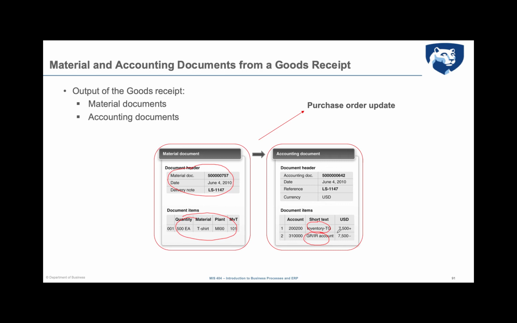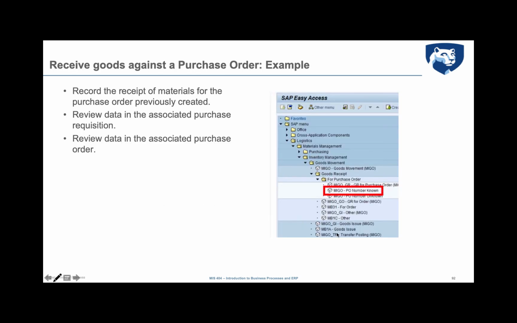Let's get back to our example. Let's try to record the receiving of goods against the purchase order. Again, that's a very popular transaction, MIGO, MIGO, purchase order number known.